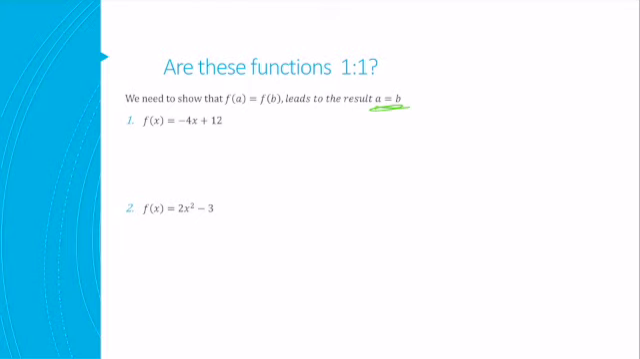So I have f of a equals f of b, and I'm going to substitute in a and b into my equation. So I have -4a plus 12 equals -4b plus 12. I subtract 12 from both sides. I get negative 4a equals negative 4b. I divide both sides by negative 4. I get a equals b. Boom. That is one-to-one. Oops, zoomed in.